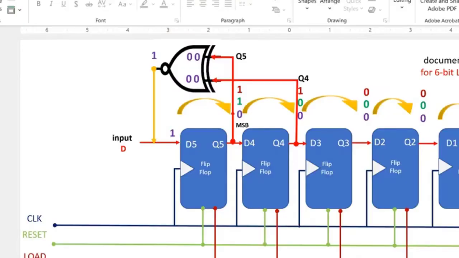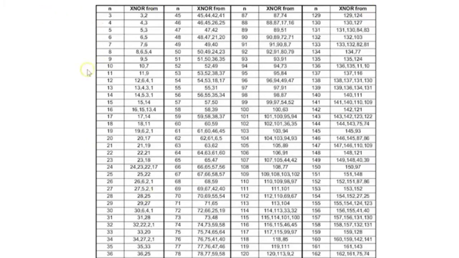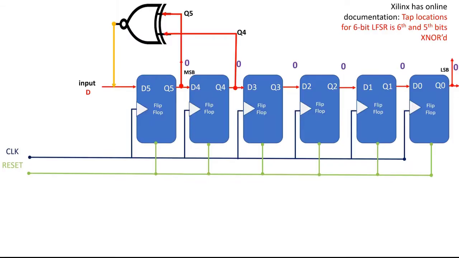I'll leave the link in the description for that documentation from Xilinx, which is essentially this table right here. If you have a 6-bit LFSR, then you need to tap bits 6 and 5. Imagine that everything is 0 initially, which means all the Qs, Q5, Q4, Q3, are 0. Hence, at the exclusive NOR gate, the inputs are 0, 0, which means the output is going to be 1. And when the positive edge of the clock arrives, all the flip-flops will be triggered, which means there is going to be a shift in the logic.